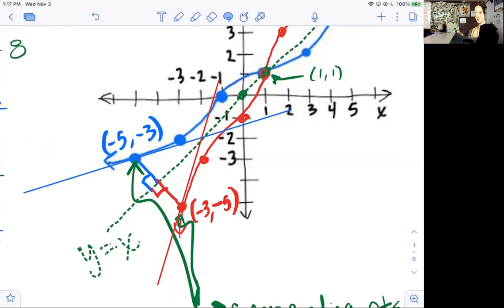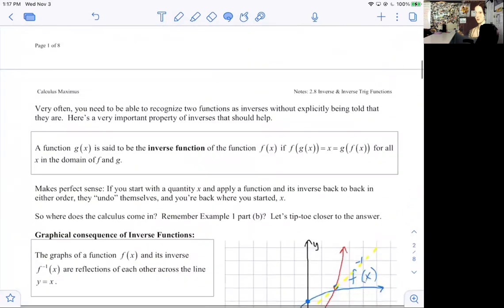Reciprocals of each other. Yeah, inverse functions have reciprocal slopes at corresponding points. That's another way to say it. Inverse functions at corresponding points have reciprocal slopes. Okay.